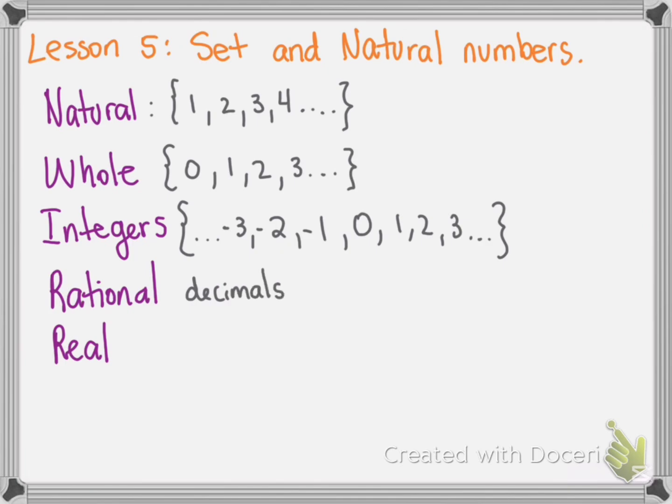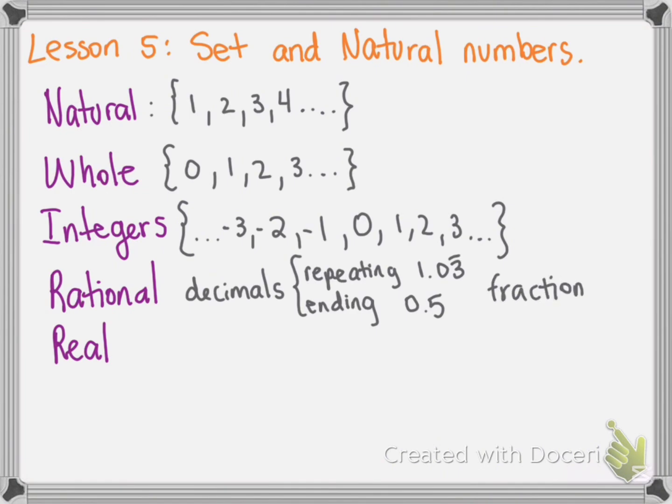Now, decimals that have certain characteristics, like repeating decimals or decimals that end, for example, 1.03 repeating, that is a rational, or also something like 0.5, that is a rational. We can change both of those to a fraction. So put here also fractions. There are some decimals that are irrational, and we will talk about that later.